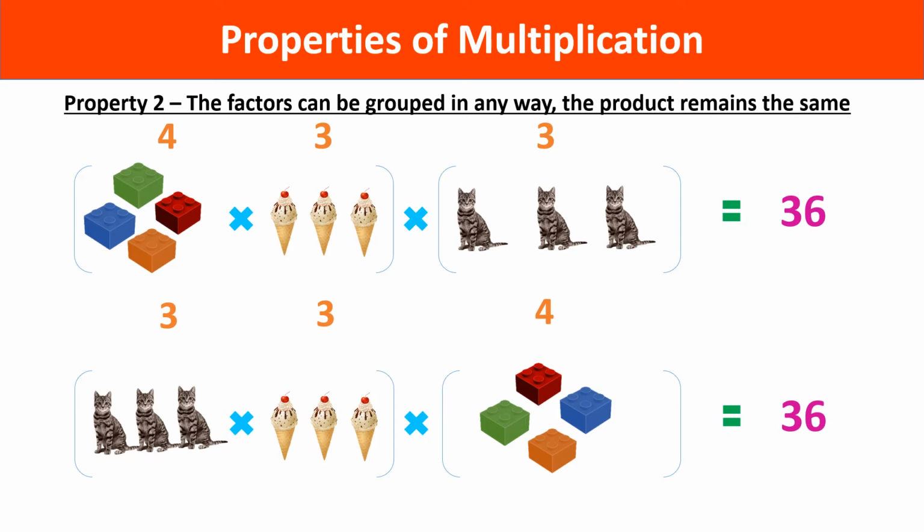So have you noticed what I have done? In the first picture, I have done 4 multiplied by 3 equals 12 and 12 multiplied by 3 equals 36. But in the second picture, I have changed their grouping. In the second picture, we are doing 3 multiplied by 3, that is 9. And 9 multiplied by 4 equals 36. So here the second property is proved that the factors can be grouped in any way. The product remains the same. Very nice. Let's go further.